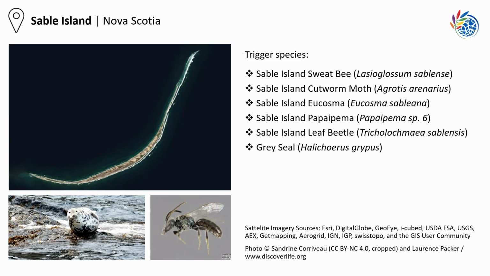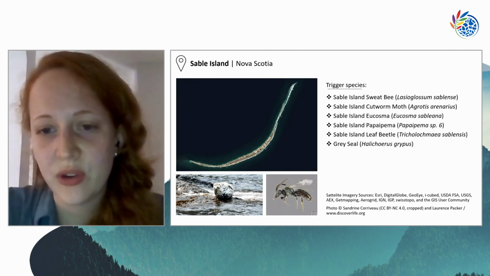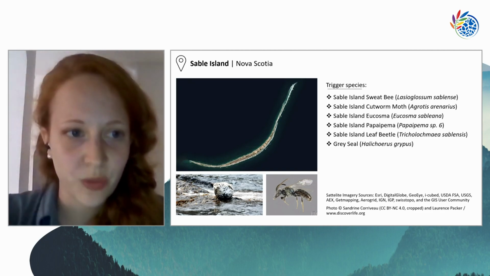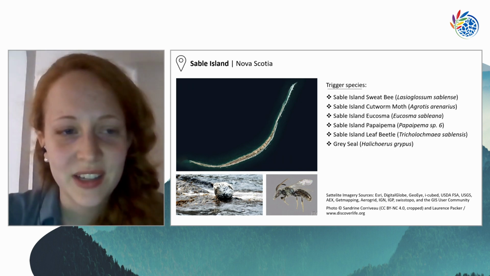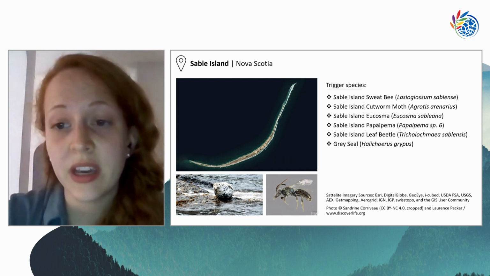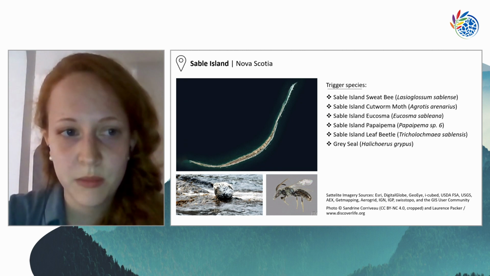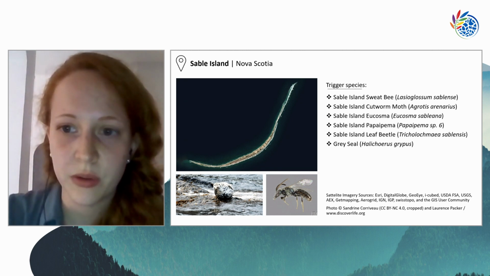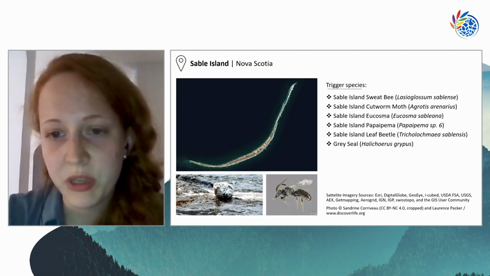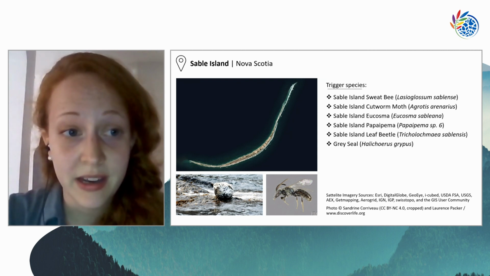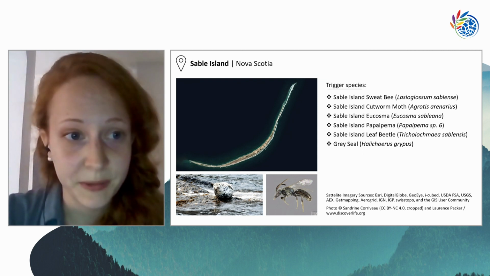Next, please. We're also quite excited about Sable Island off the Atlantic coast of Nova Scotia. It's this crescent-shaped island made up of sand dunes, and it is a center of endemism. We have 5 endemics there, including a sweat bee, 3 moths, and a leaf beetle. And it also is a KBA under D1 for the gray seal.